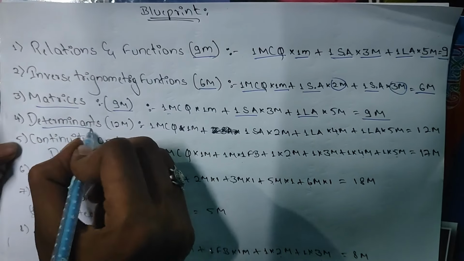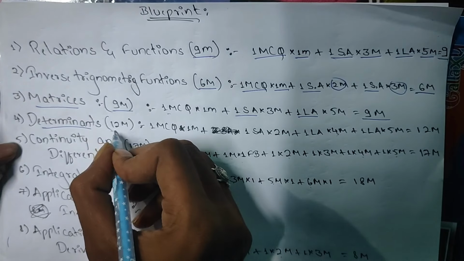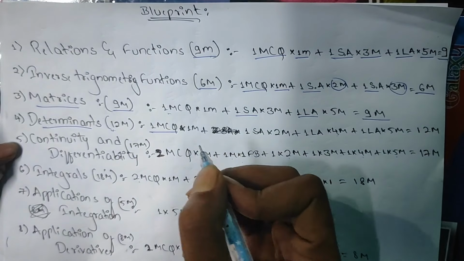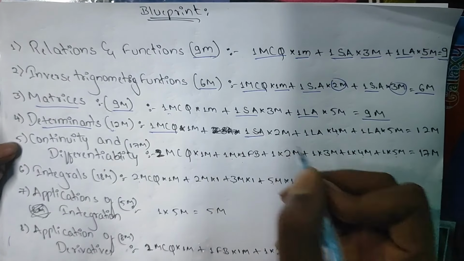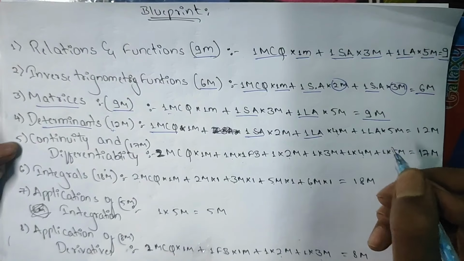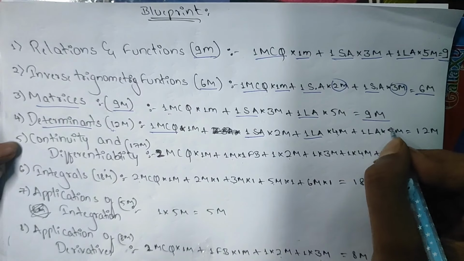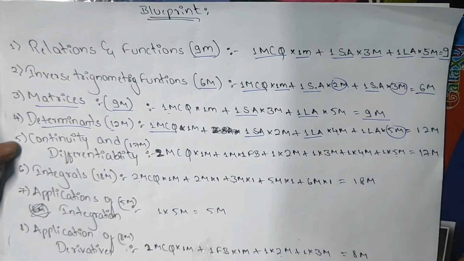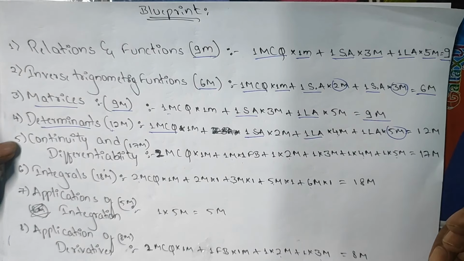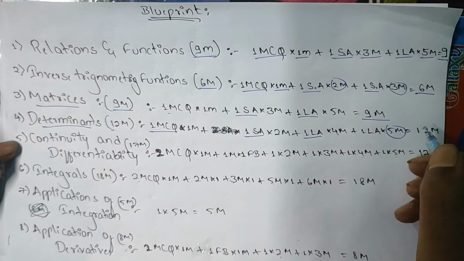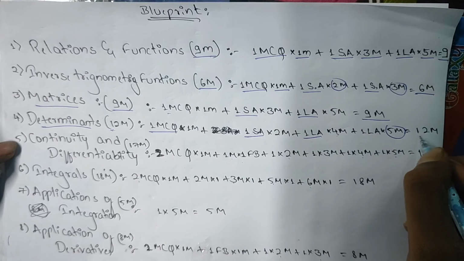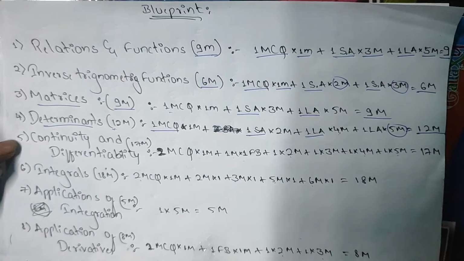Determinants, which has one MCQ, one short answer of 2 marks, and long answers of 5 marks each. There will be a total of 12 marks.